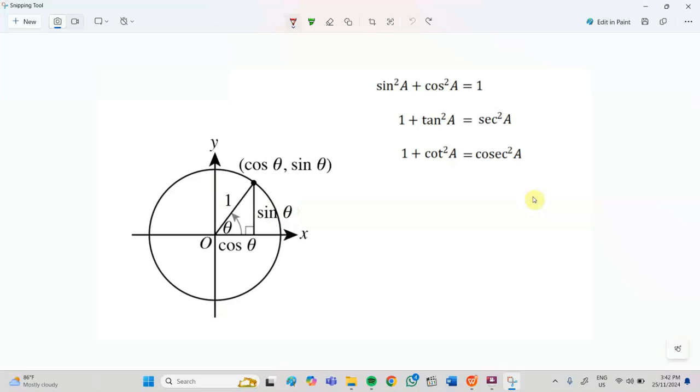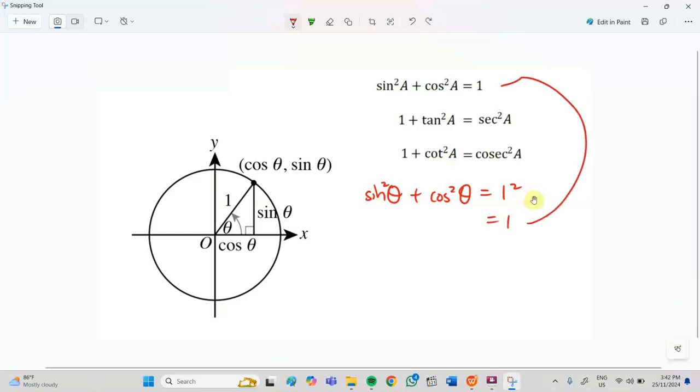So once you are able to draw this diagram, we again use the Pythagoras theorem, which states that the square of this plus the square of this equals the square of the hypotenuse, because this is a right angle triangle. So sine squared theta plus cosine squared theta equals 1, by using Pythagoras theorem. And this is actually our first identity, which equals 1. Hence, we have proved our first basic identity.